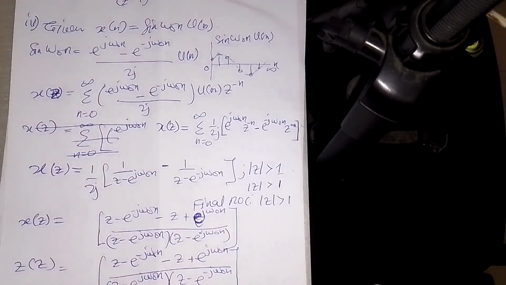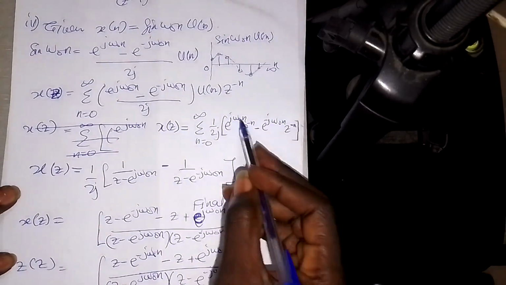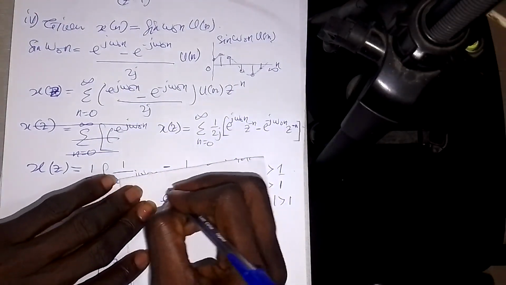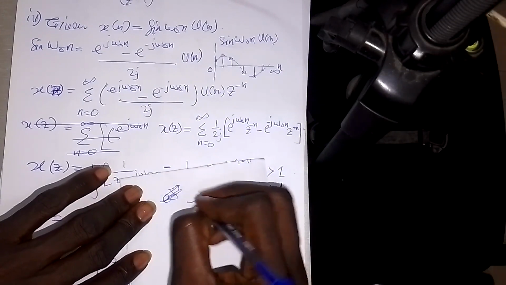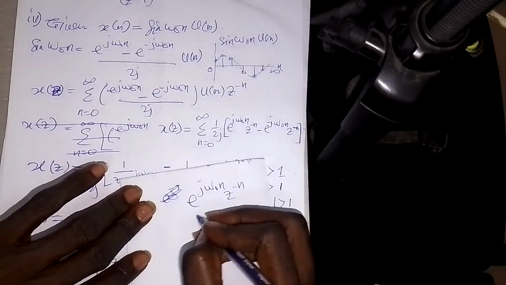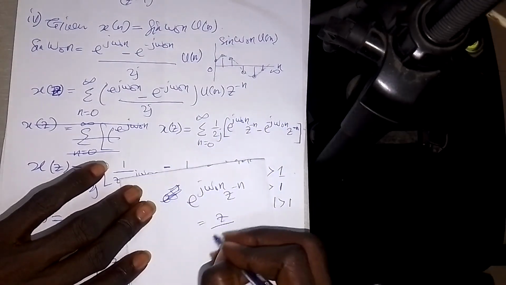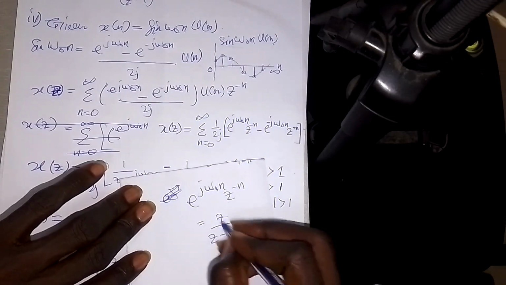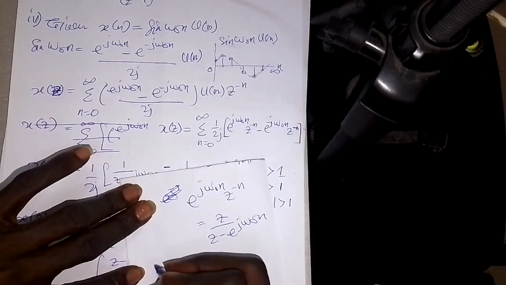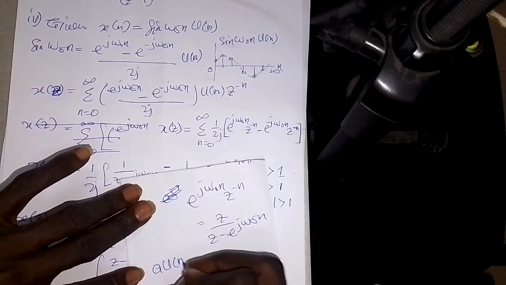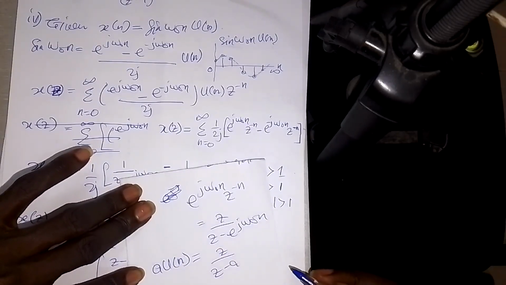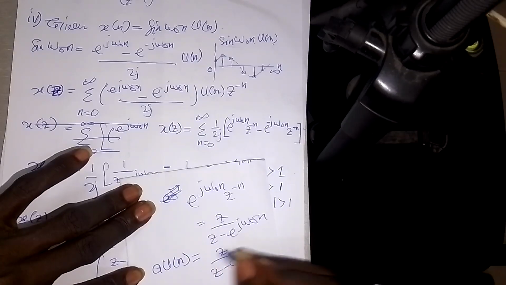Okay, let's check here. If you're looking for the transform of something like e^(j omega naught n) into u of n, it's going to be equal to Z over Z minus, because here is plus, e^(j omega naught n). Because remember that when we were looking for a to the n u of n, what did we get? We got Z over Z minus a, all right. That was our Z transform.